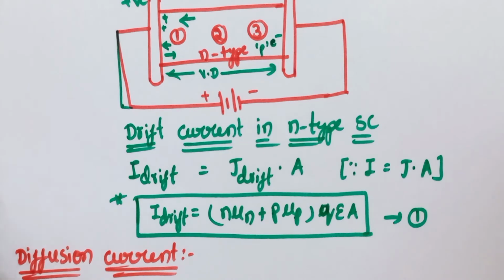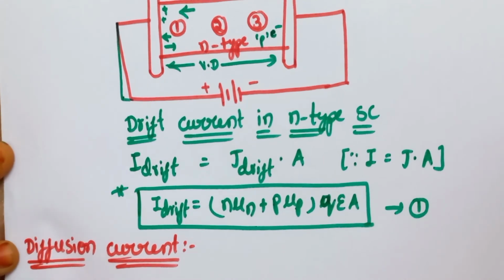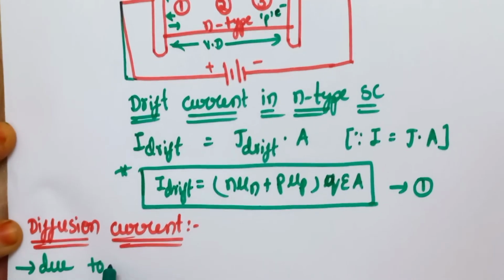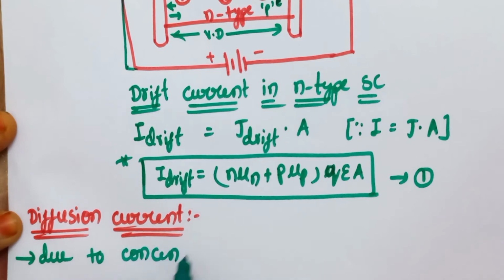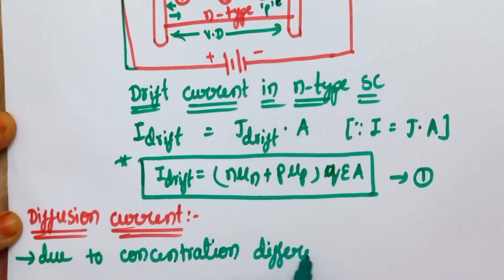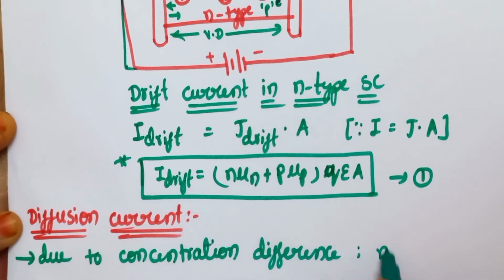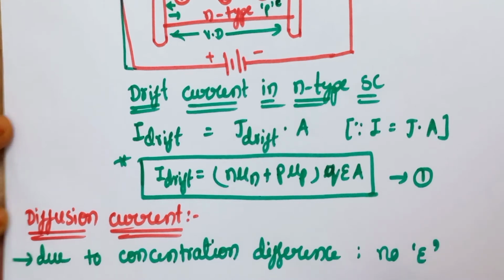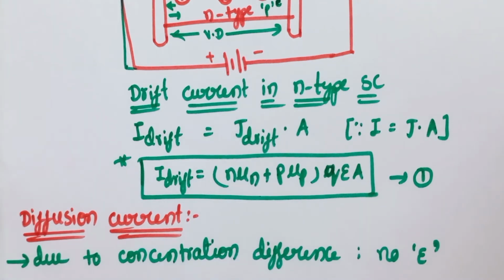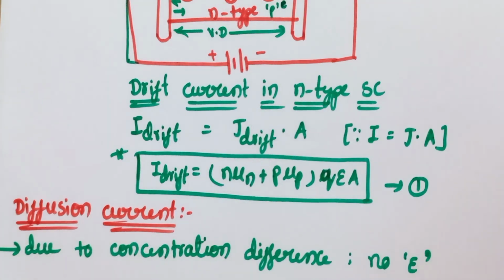Now let us discuss the diffusion current. By definition, it is a current which is due to concentration difference. That is, the current due to concentration difference is called the diffusion current. Here there is no applied electric field, that means no epsilon is present. So the diffusion current is independent of the applied electric field. Because of concentration difference, carriers are moving from one place to another. That is, the free electrons and holes are not uniformly distributed all over the semiconductor.